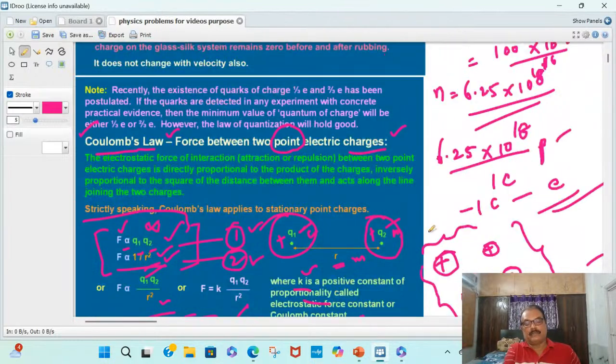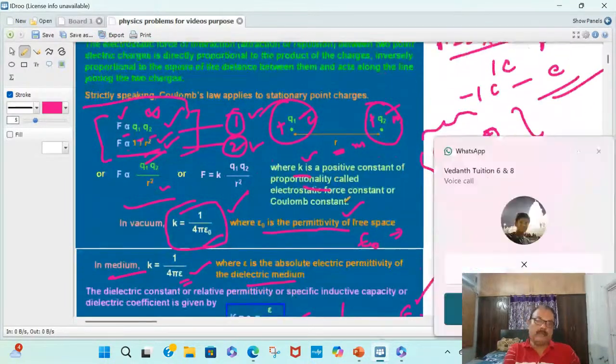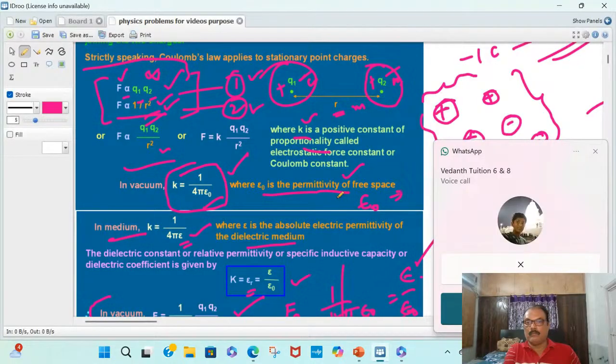Next, coming to the mathematical formulas, many things are going to come.